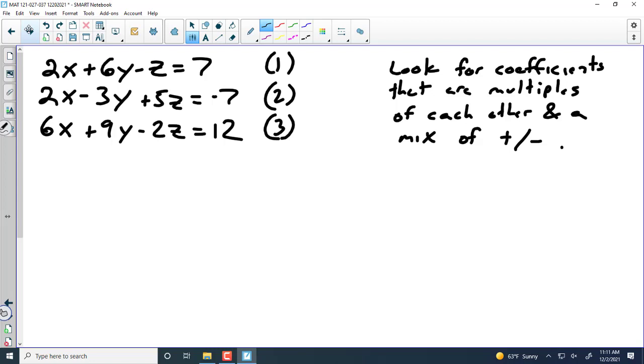You know, class, I'm not going to tell you there's only one way to do this problem because there's lots of ways. Someone could do this by eliminating x first, someone could do it by eliminating y first, and someone else could do it by eliminating z first, and everyone could get the correct answer.